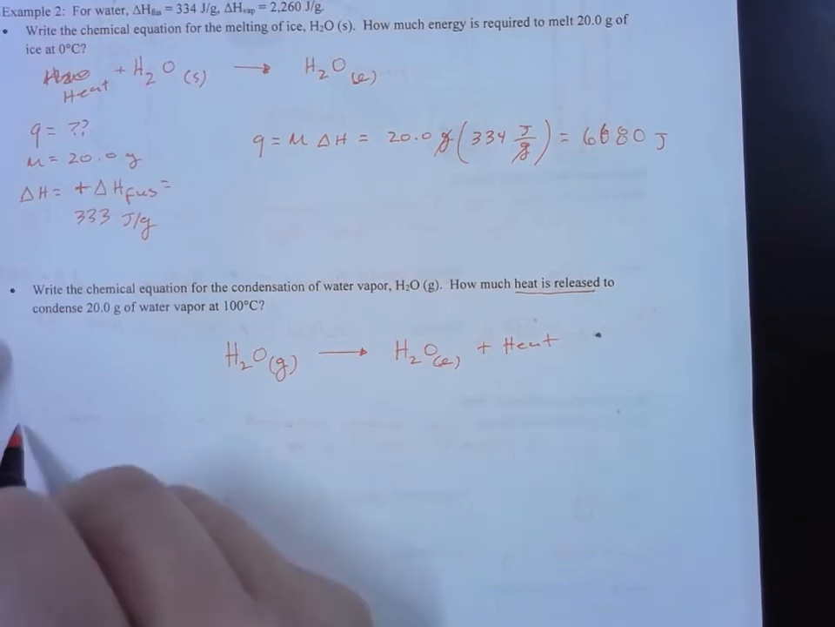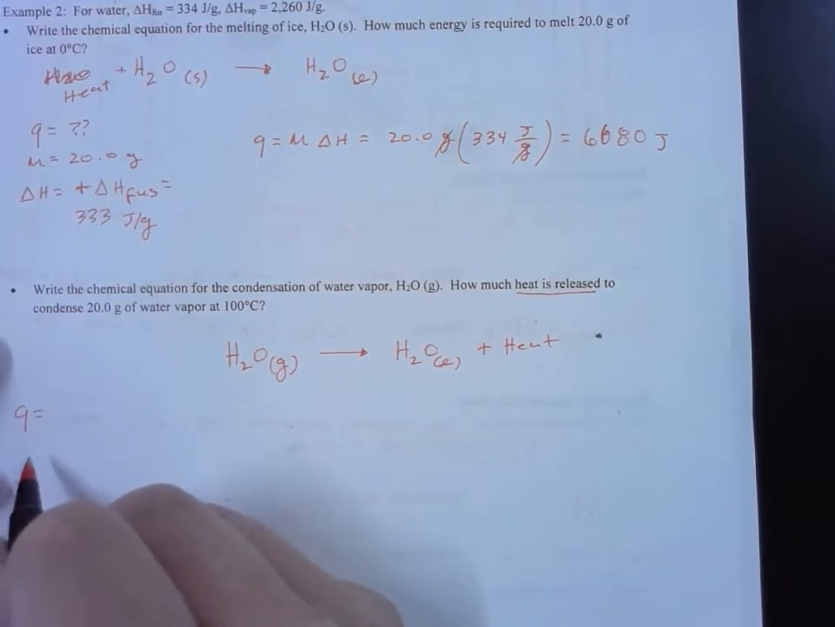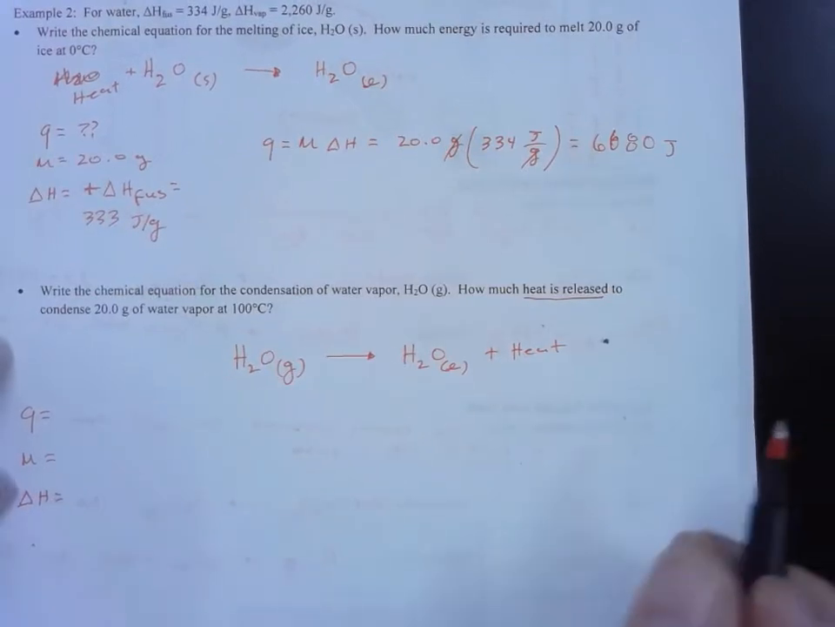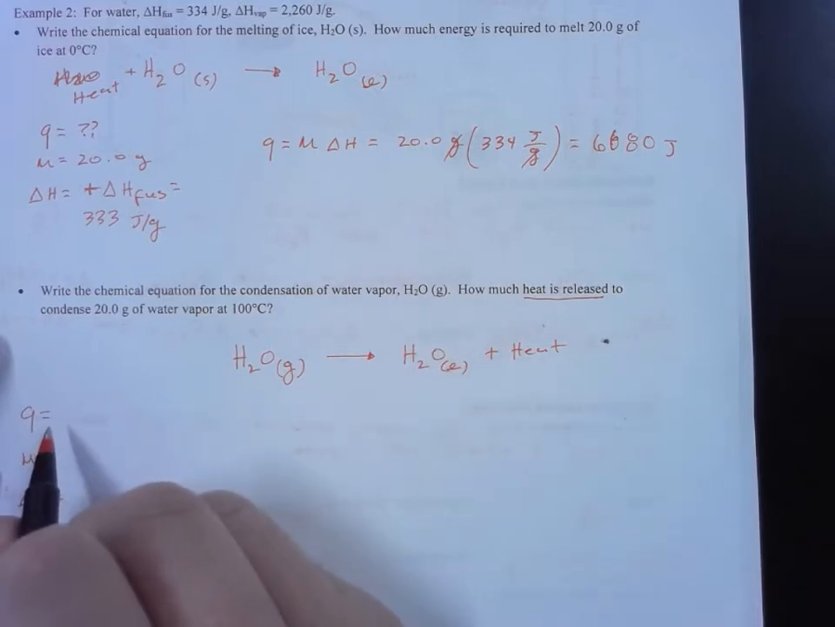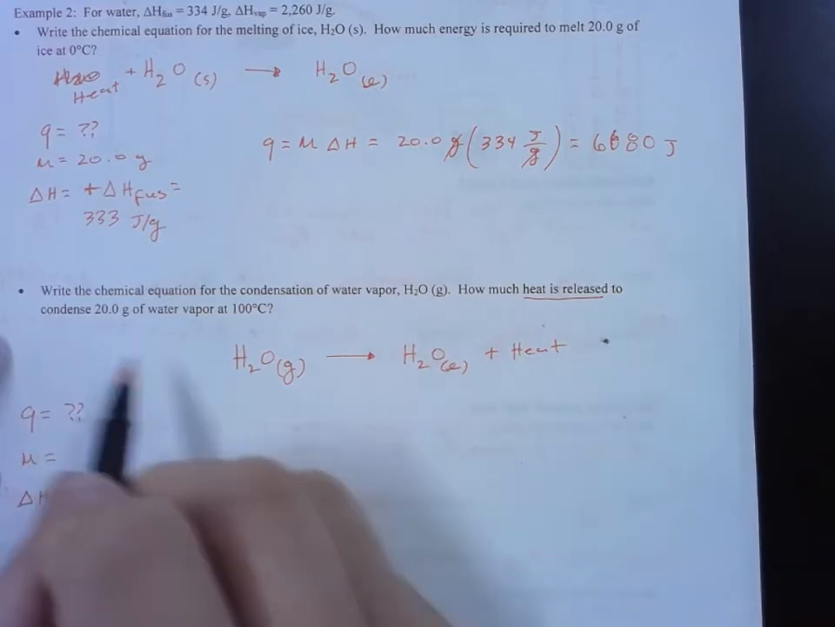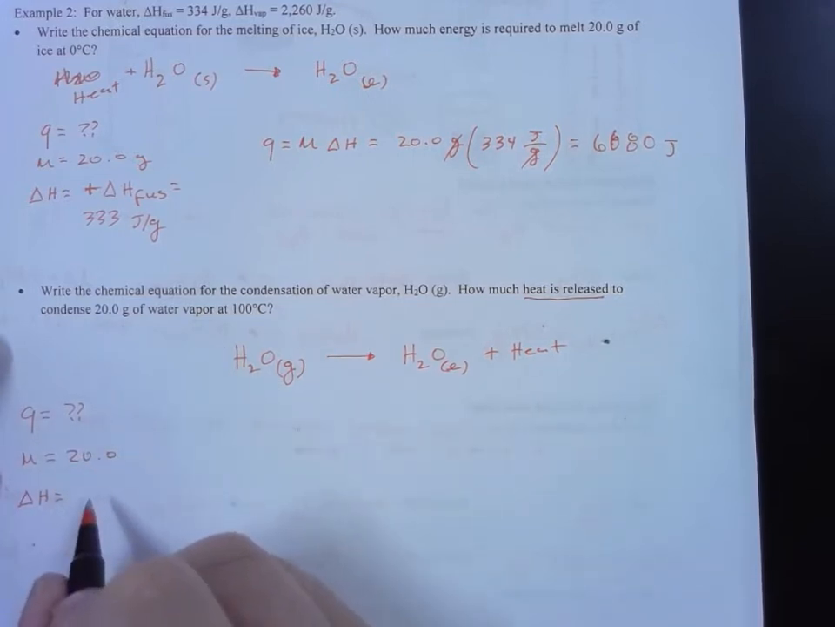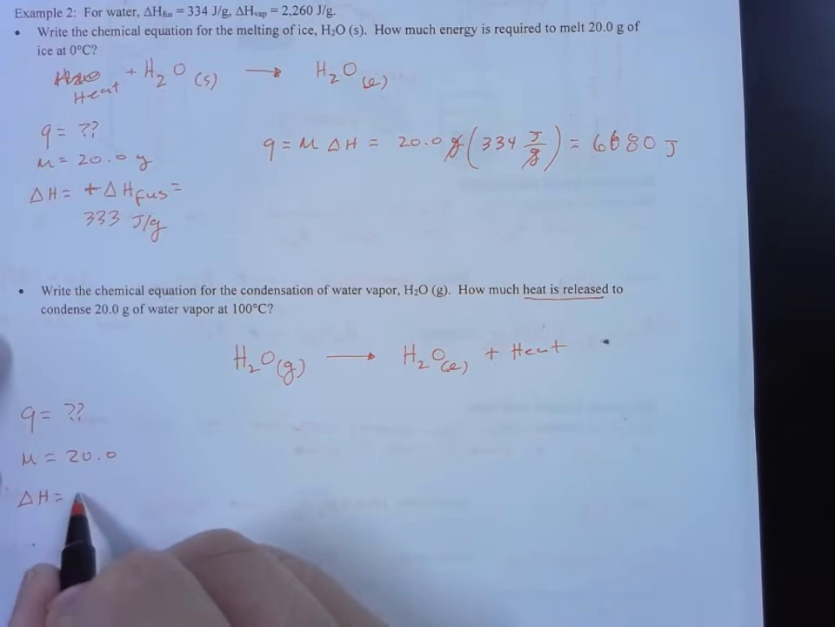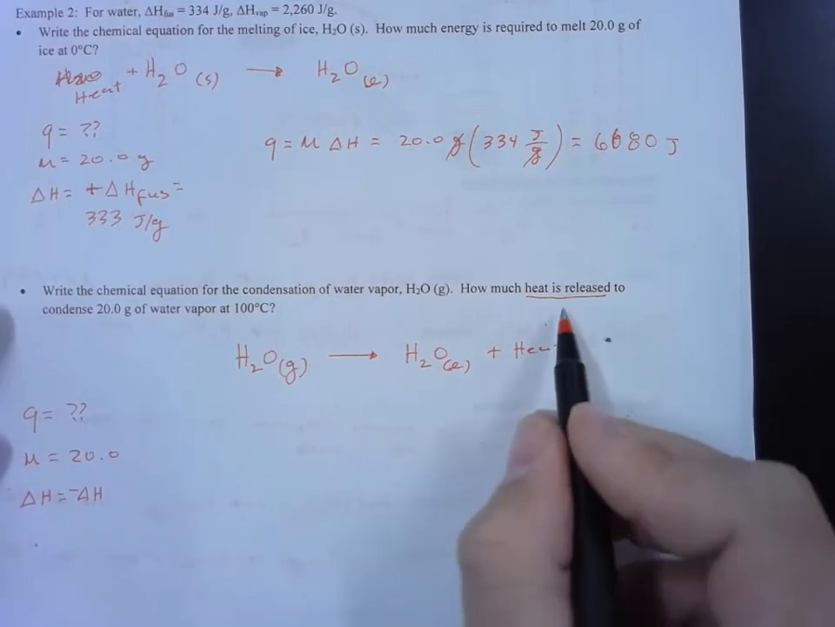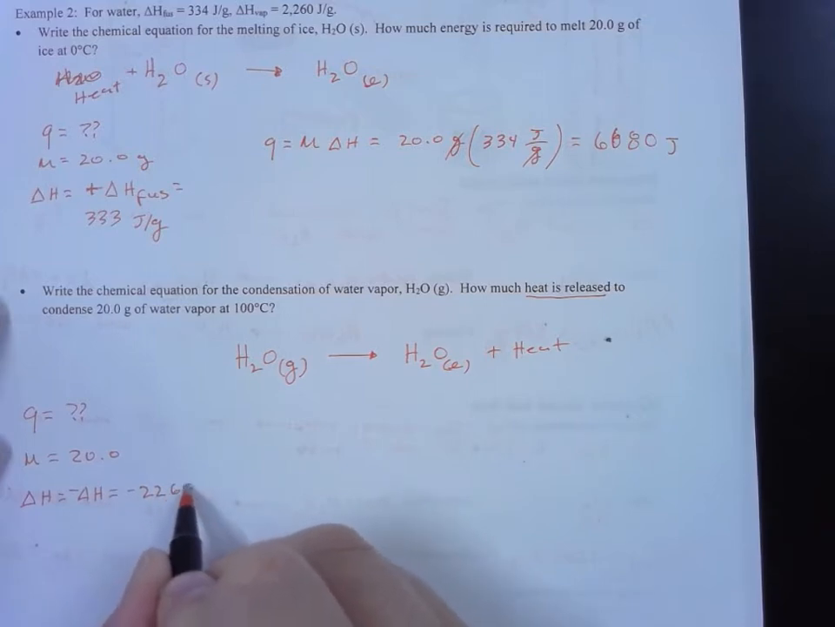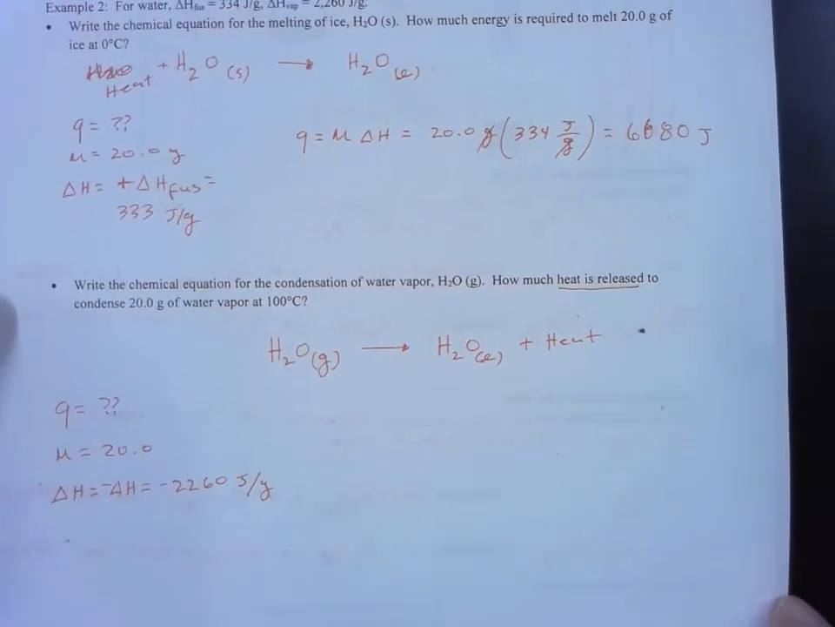And here's the formula you're going to use to solve: Q equals M delta H. We're solving for Q. How much heat is going to be released to condense 20 grams of water at 100 degrees Celsius? Your delta H of vaporization is 2260. Negative, right? Negative because we're losing heat. So it's going to be negative 2260 joules per gram. That's it.